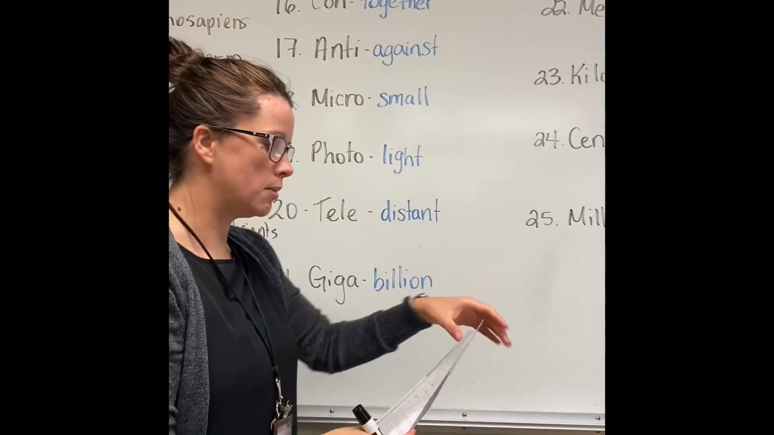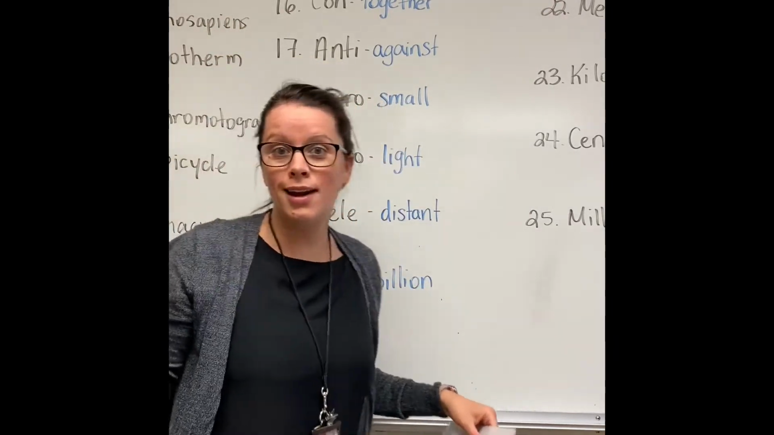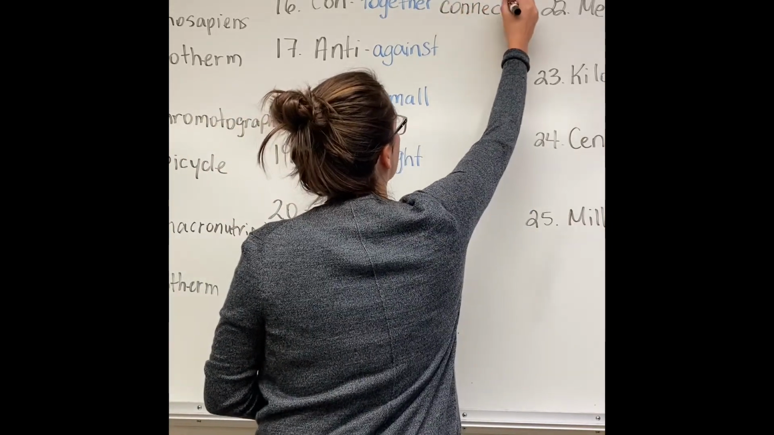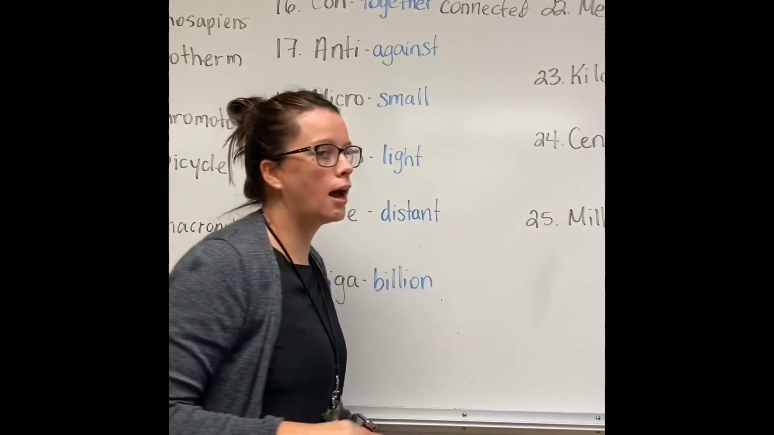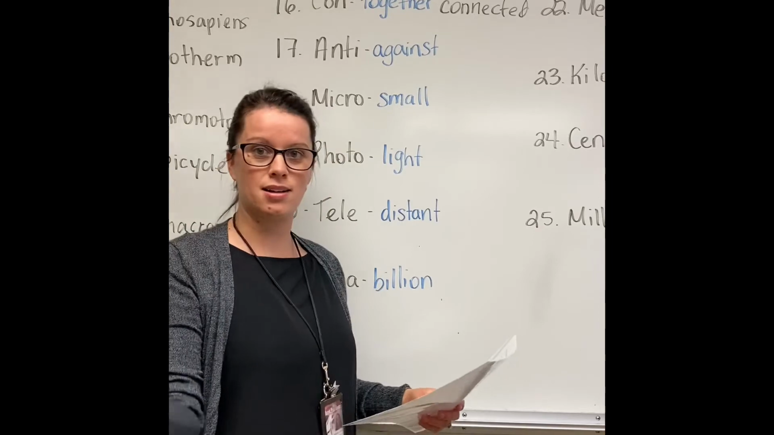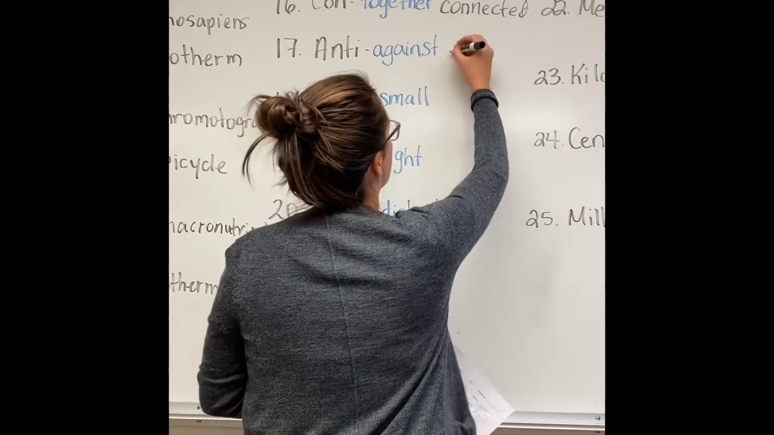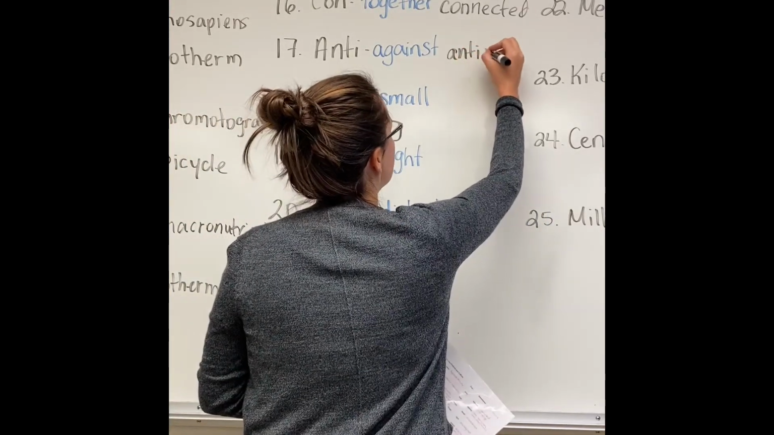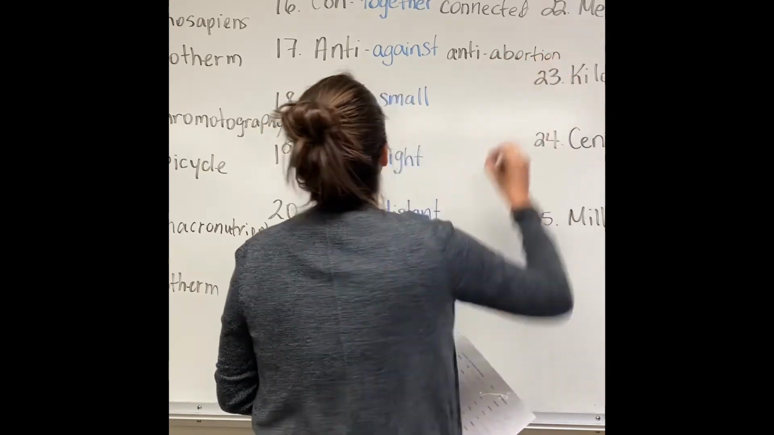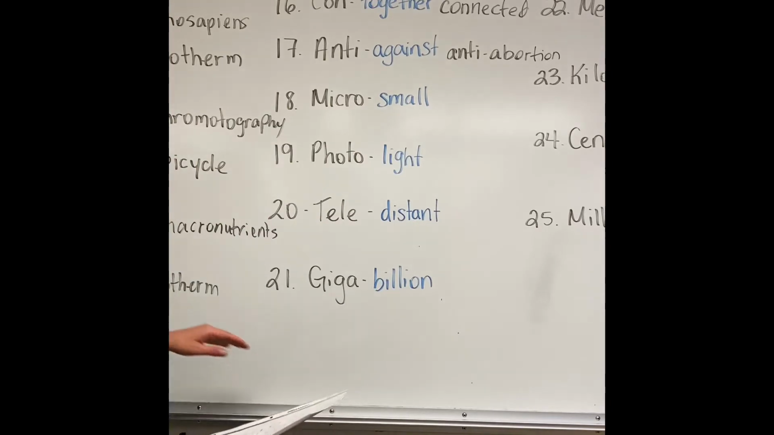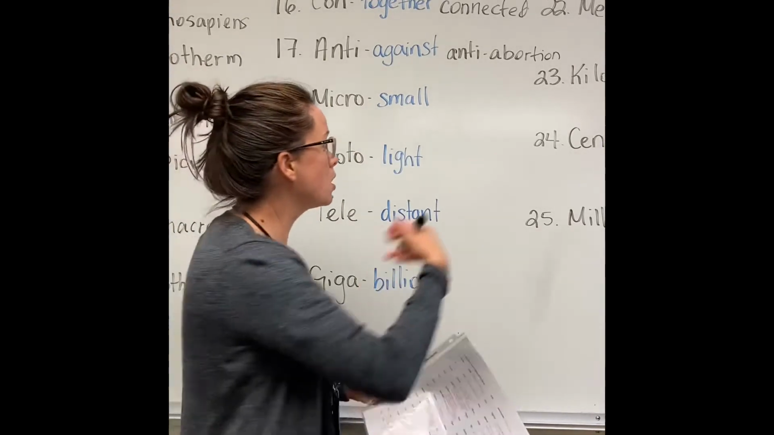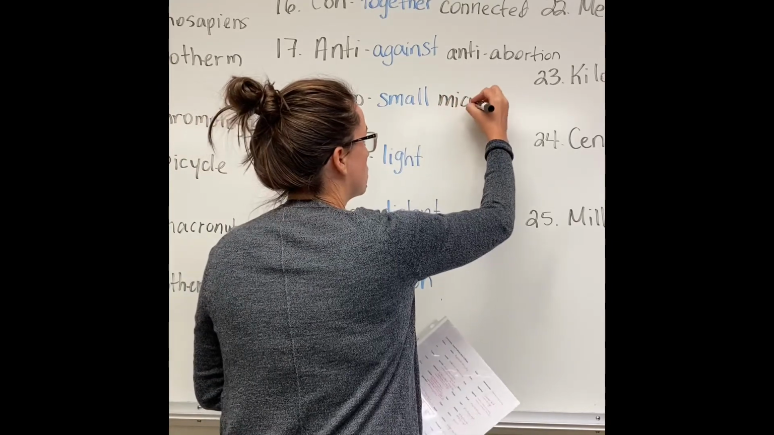Con means together. We are all connected. So together we are connected. Anti, that means that we're against. So we can be against things like we can be anti-vaccines, we could be anti-abortion. That means that we are against those things. So anti-abortion. Micro, very similar to macro. Micro means small, macro means large. So we could do micronutrients.